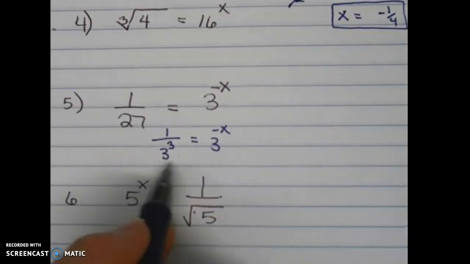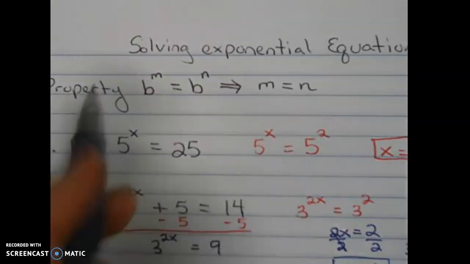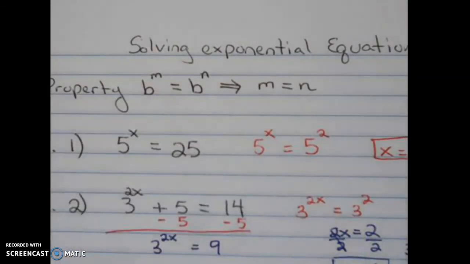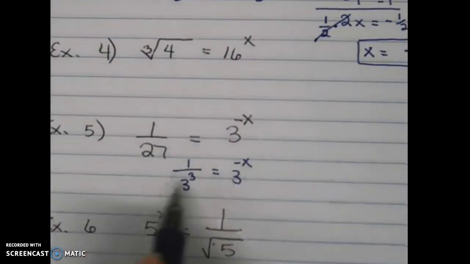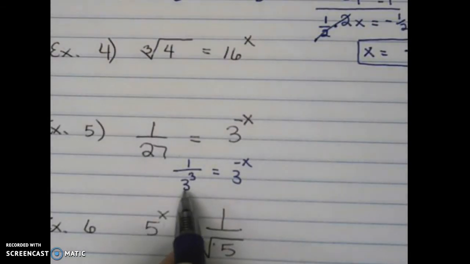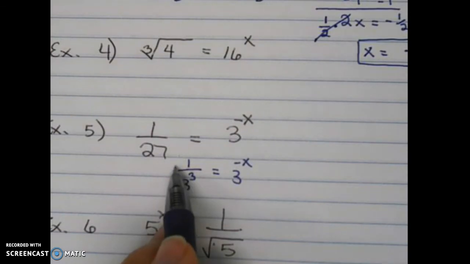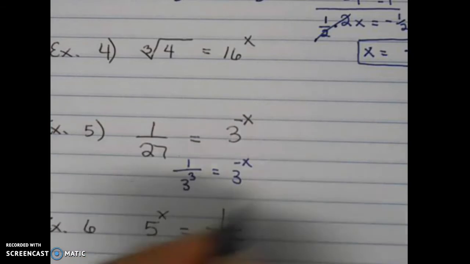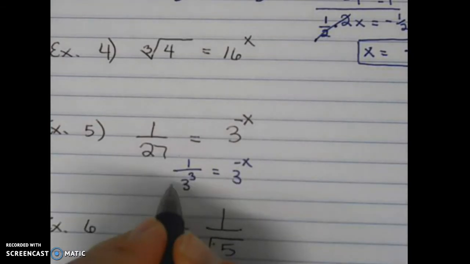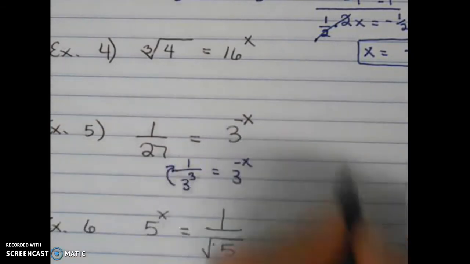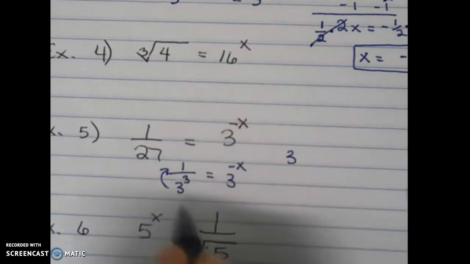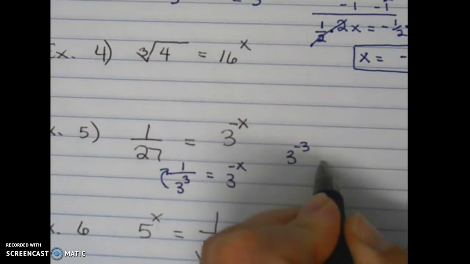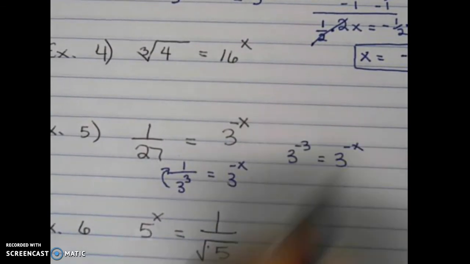Now when you have the base in the denominator, we don't want it down there. We want both bases to be in the numerator, so we're going to need to bring that base up. Remember that when you move something from one side of a fraction to the other, the exponent changes its sign. So we're going to move this up to the numerator, and we have 3 to the negative third equals 3 to the negative x.